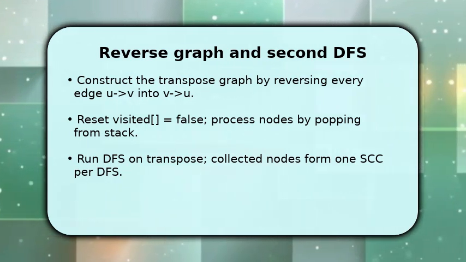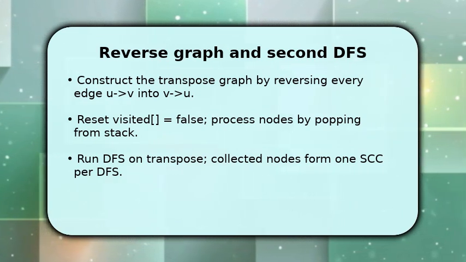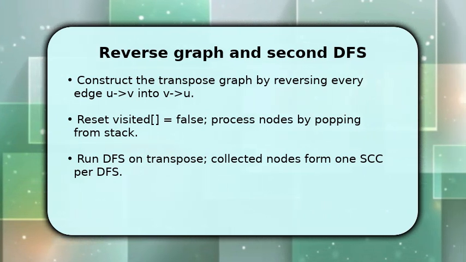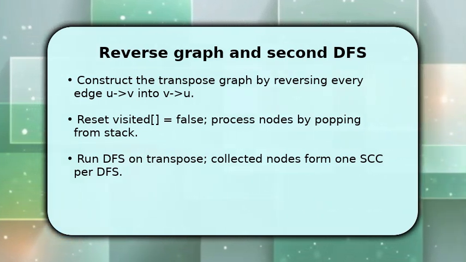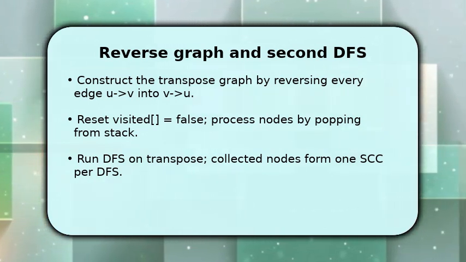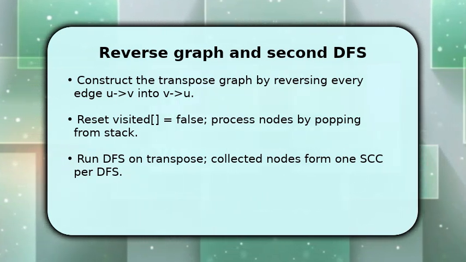Reset your visited flags, then pop nodes from the stack one by one. Each pop gives a leader candidate. Run DFS on the transpose from that node. Every node reached in this search belongs to the same strongly connected component. Make sure to mark them visited so they are not processed again. Continue popping and exploring until the stack is empty.